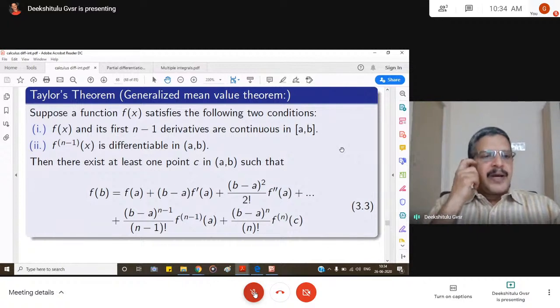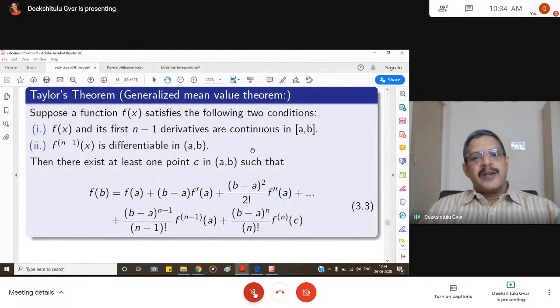Now, once again, as somebody asked what is Taylor's theorem, explain once again. Suppose function f satisfies the following two conditions: f(x) and its n-1 derivatives, that means the first derivative, second derivative, third derivative till the n-1 derivative, are continuous in the closed interval [a, b], and the (n-1)th derivative is also differentiable in the open interval (a, b).